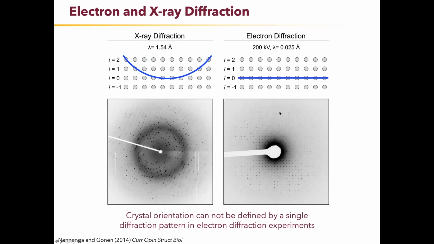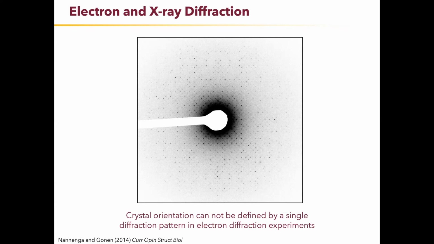And you can see here, this is an electron diffraction pattern of lysozyme. So same crystal form, just in an electron microscope, and you can see the diffraction pattern is relatively flat compared to the rings and lunes you see in X-ray diffraction. And what this means is you can't index a crystal in electron diffraction by a single pattern. And this was a bottleneck for a while with using electron diffraction until we started developing MicroED.